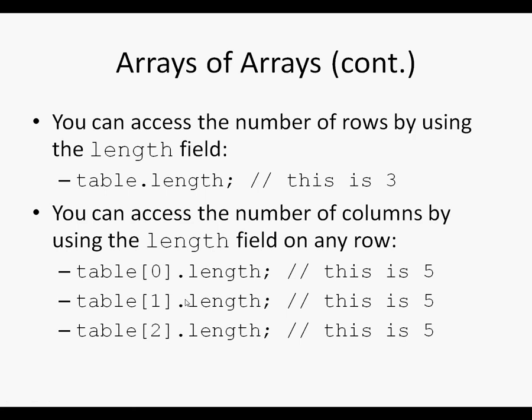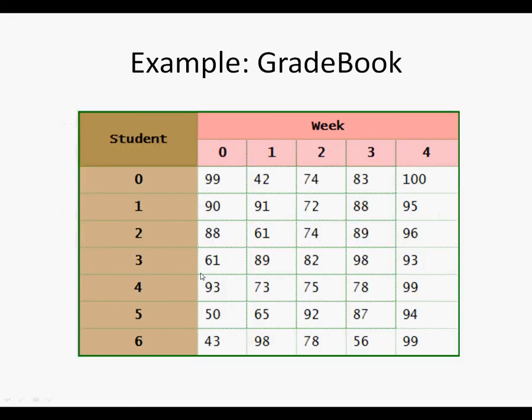Okay, so we can get the number of rows by just doing the two-dimensional array.length, and the number of columns in any row by accessing the row and then .length for the number of columns. So if we had here a grade book, for example, this has students as the rows and weeks for particular grading assignment as the columns. Okay, so this would be a grade book as you might traditionally think about it.